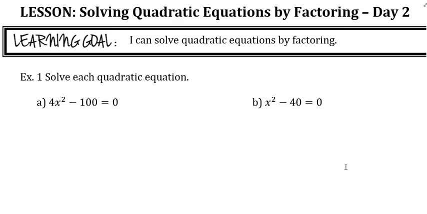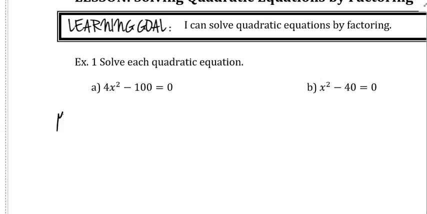So this first one, how would you solve it? What do you notice about it? What would be your first step for solving a question like this? It doesn't matter what we start with here. So we're going to call this method 1.